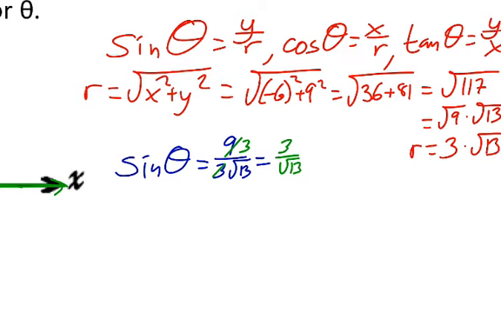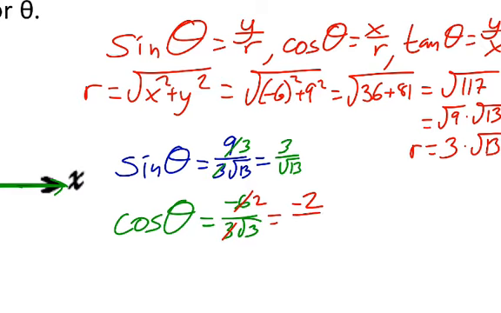Our cosine is equal to our x value, which was -6, over our r value, which was 3 square roots of 13. Just like we did in the previous example, we're going to reduce where we can, so this becomes -2 over the square root of 13. I missed a 3 earlier.